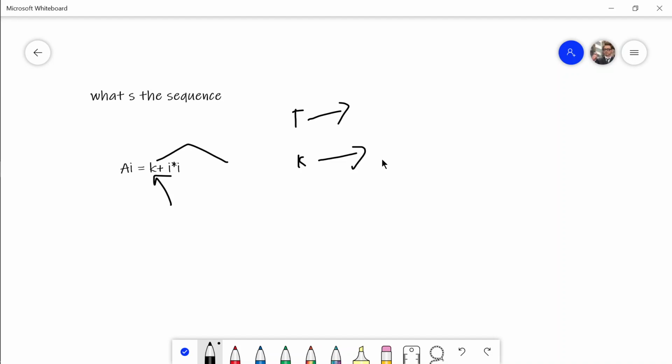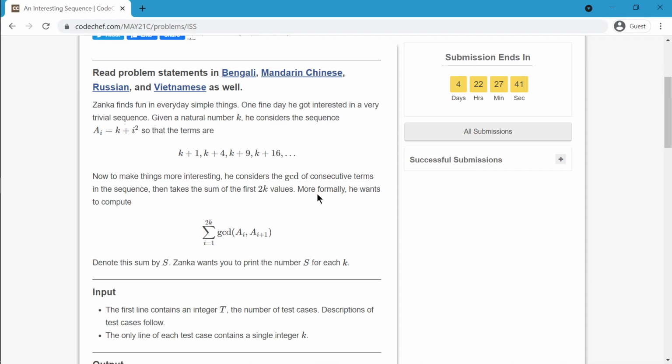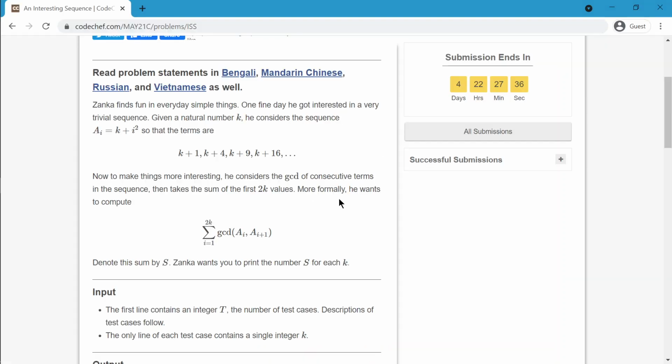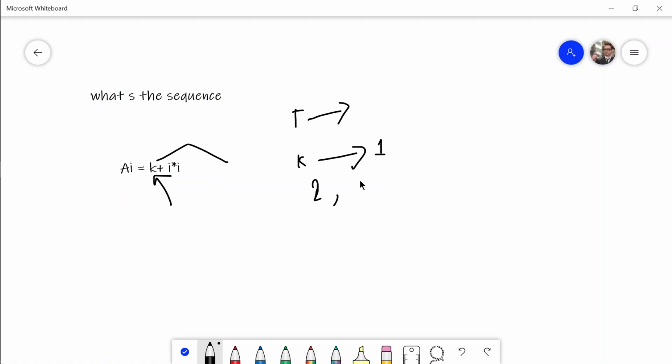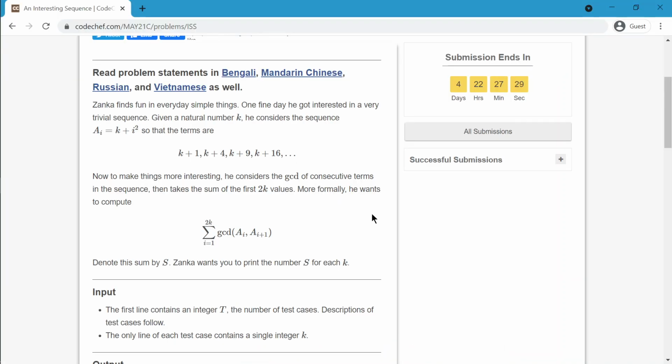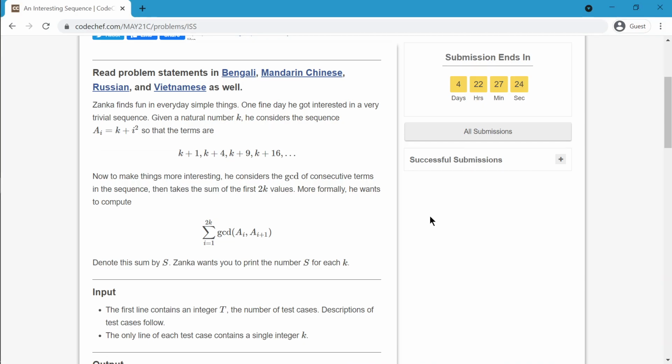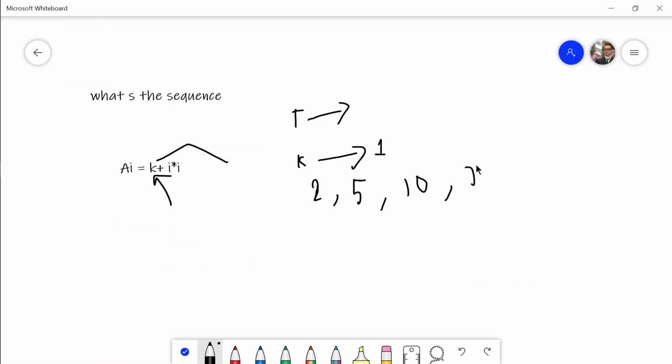So let me take the value of k equals 1. What will be the sequence? K value is 1, so 1 plus 1 is 2. Then 1 plus 4, that is 5. Then 1 plus 9, that is 10. In this way the sequence goes on. Then 1 plus 16, that is 17. This is the first four terms of the sequence.